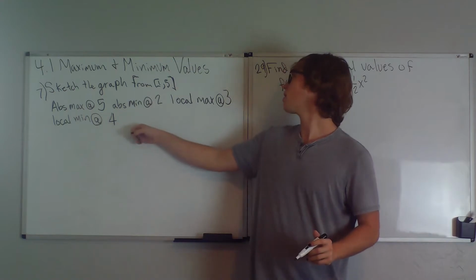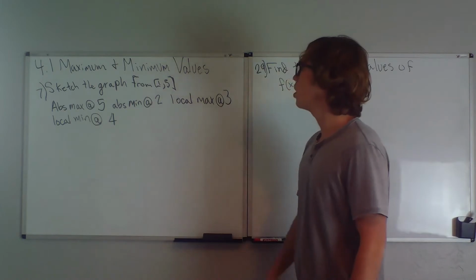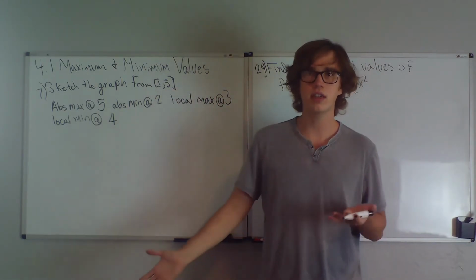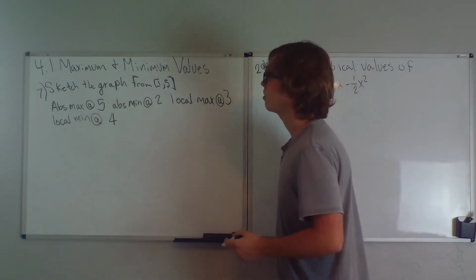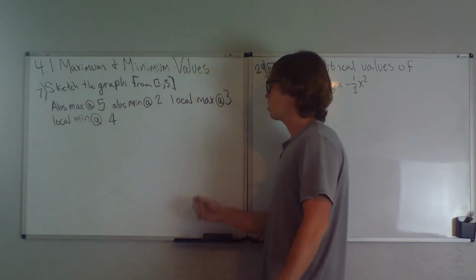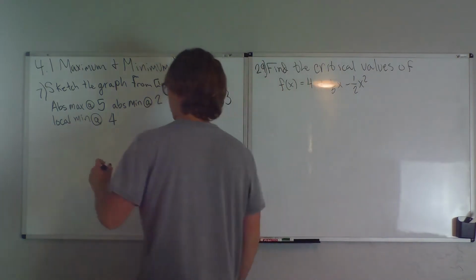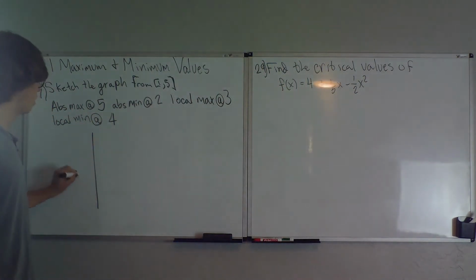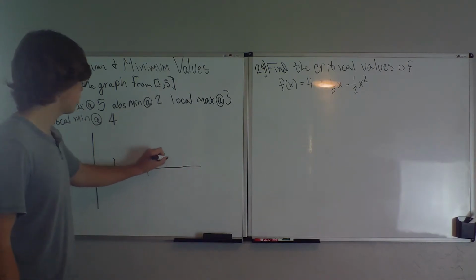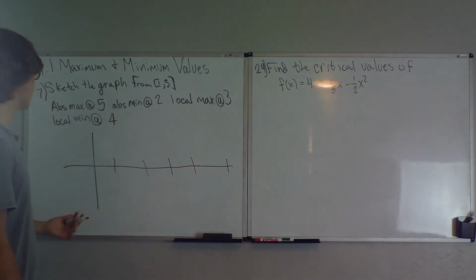Alright, we're doing number 7 and 29. What do they say? This says sketch the graph from 1 to 5, and it's a closed interval, right? And this is going to be a continuous graph. So what does it say? It says absolute max at 5, absolute min at 2, local max at 3, and local minimum at 4. Okay, well, let's start with our graph. We just draw it out, and then we're going to go 1, let's say that's 1, that's 2, that's 3, that's 4, that's 5. And we can kind of draw it any way.